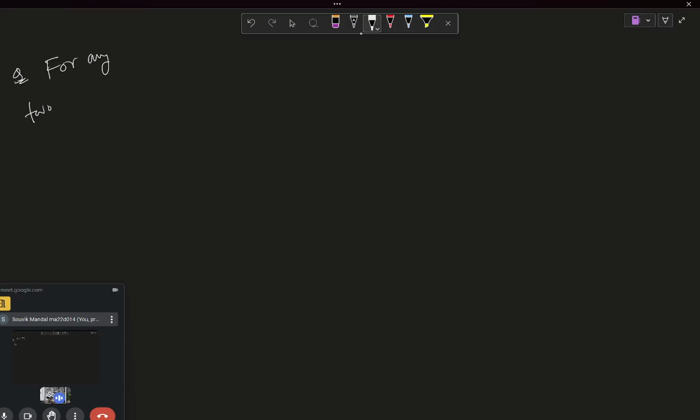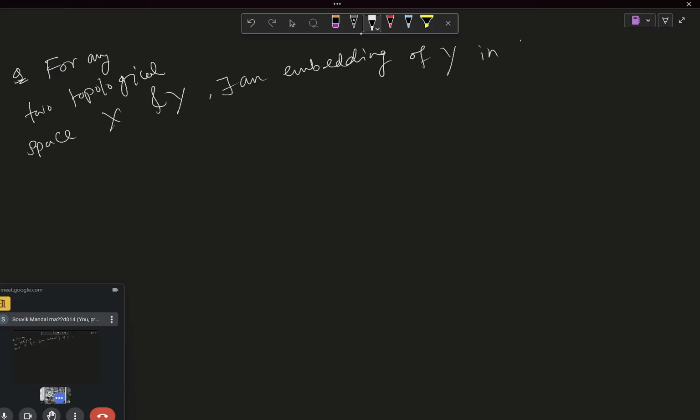For any two topological spaces X and Y, there is an embedding of Y in the space C(X, Y).